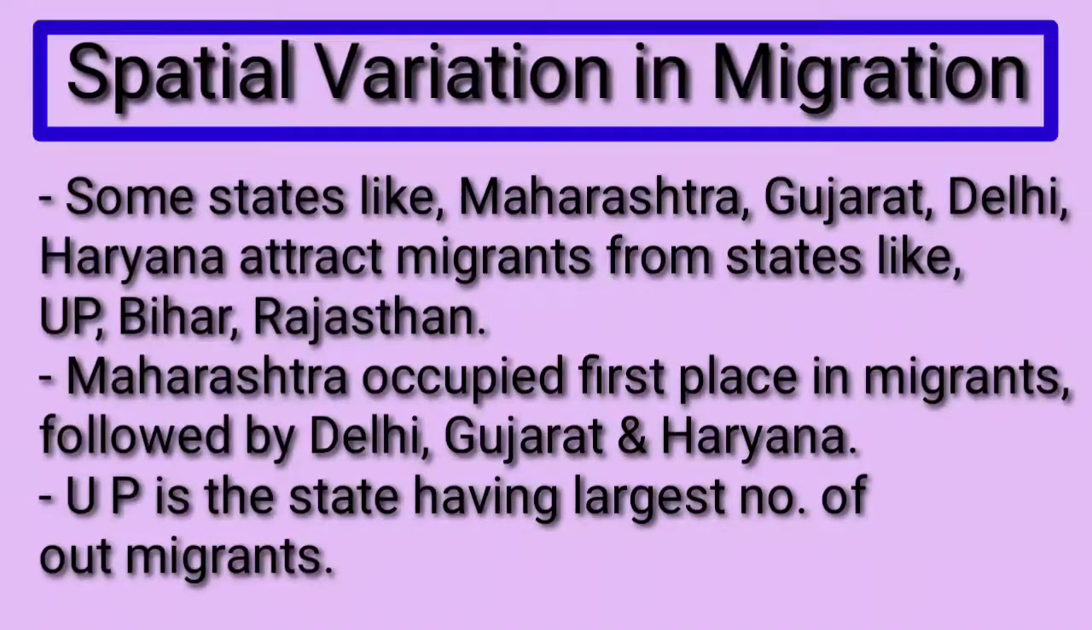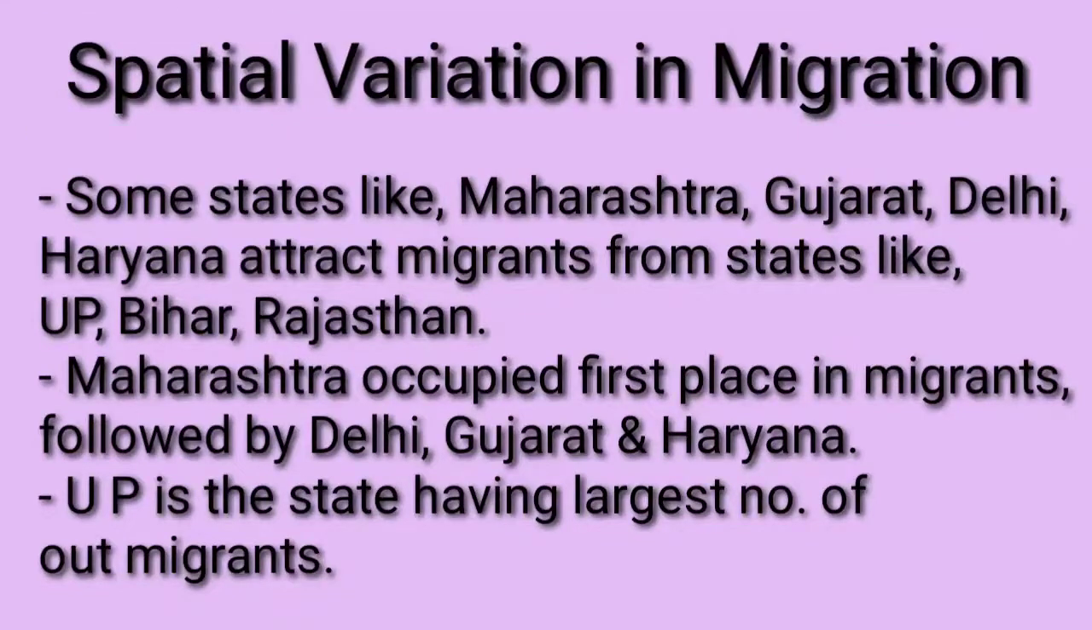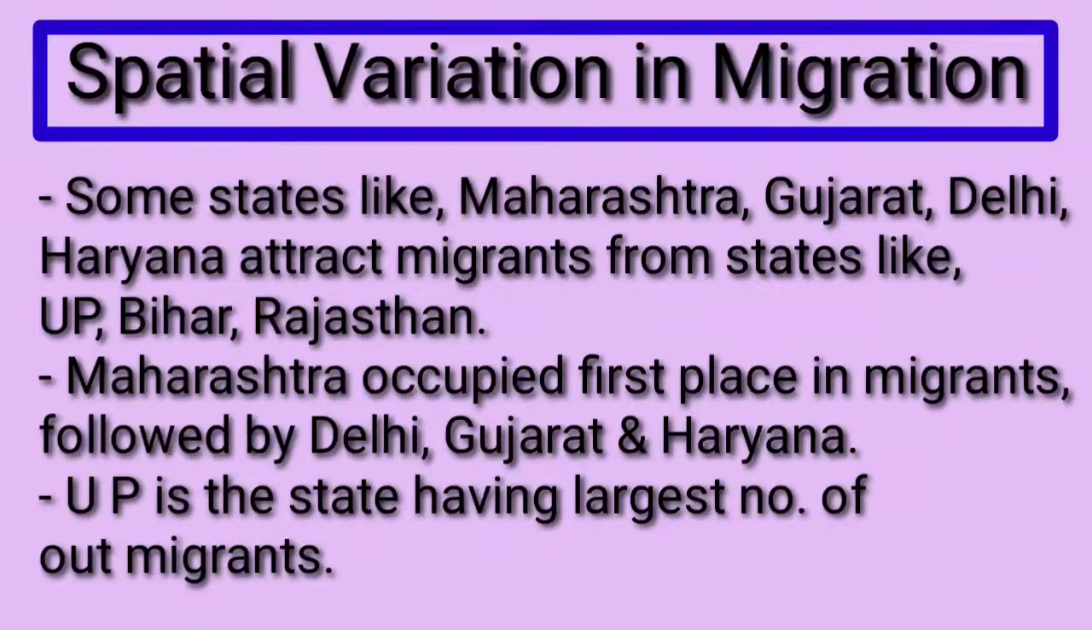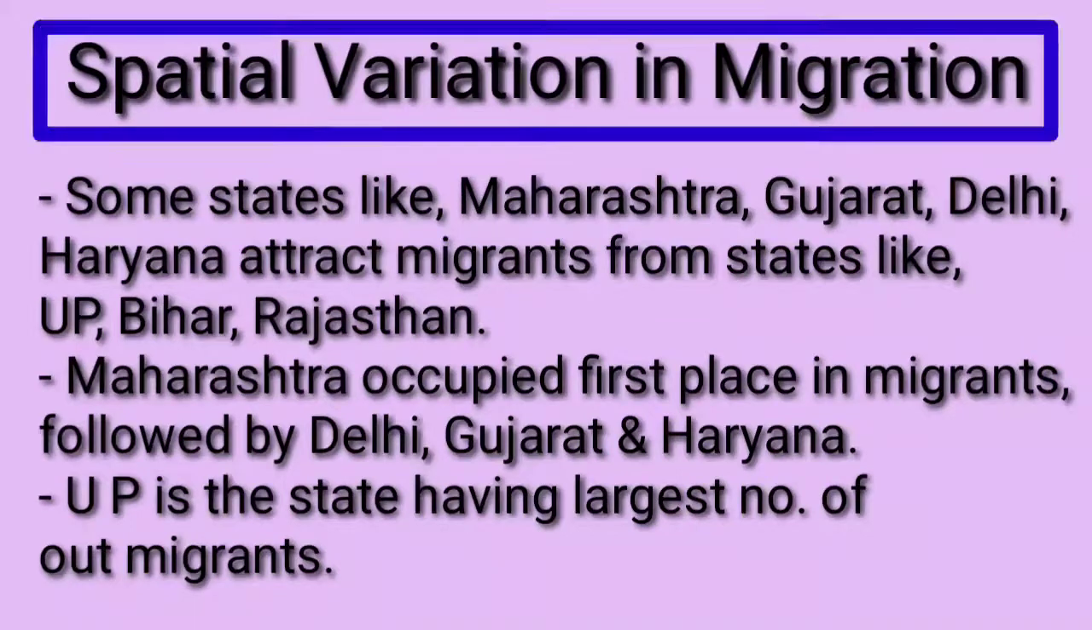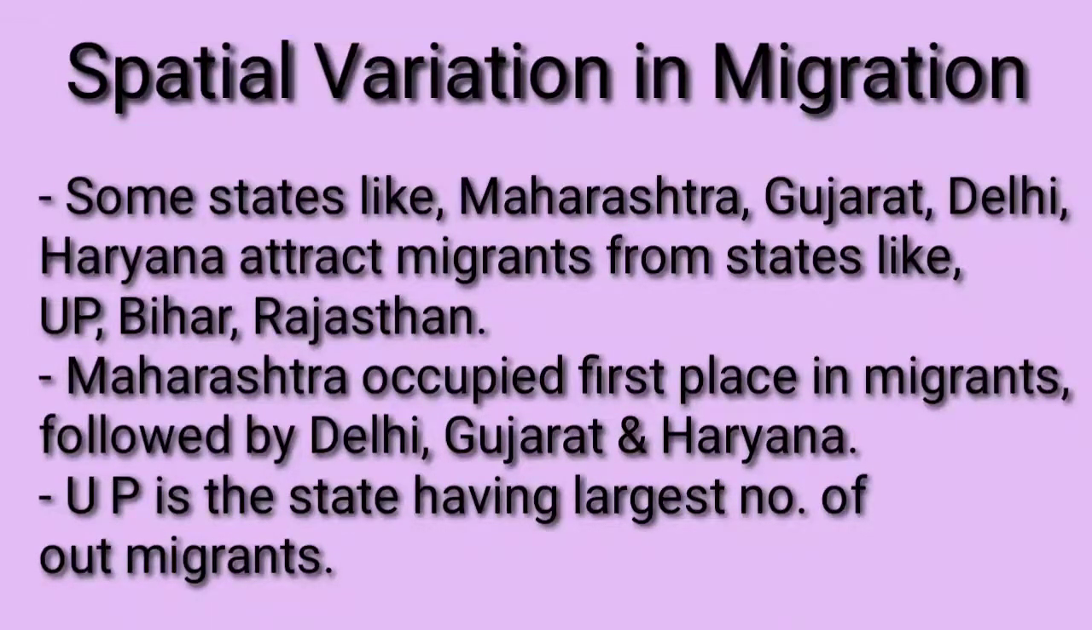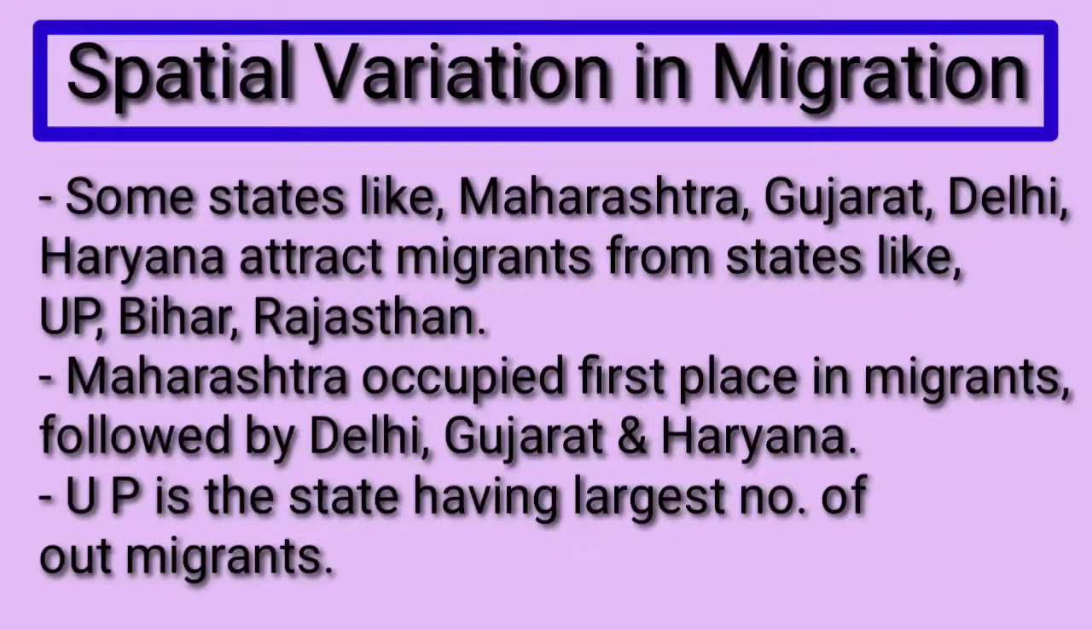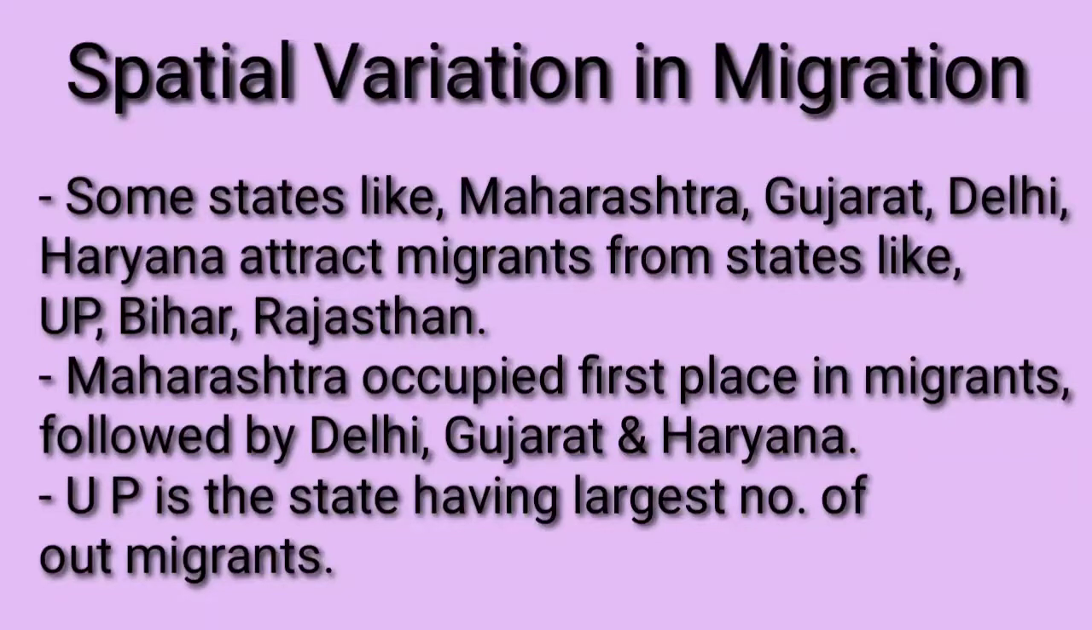Some states like Maharashtra, Gujarat, Delhi, Haryana attract migrants from states like UP, Bihar and Rajasthan. Maharashtra occupied first place in migrants, followed by Delhi, Gujarat and Haryana. UP is the state having the largest number of out migrants.